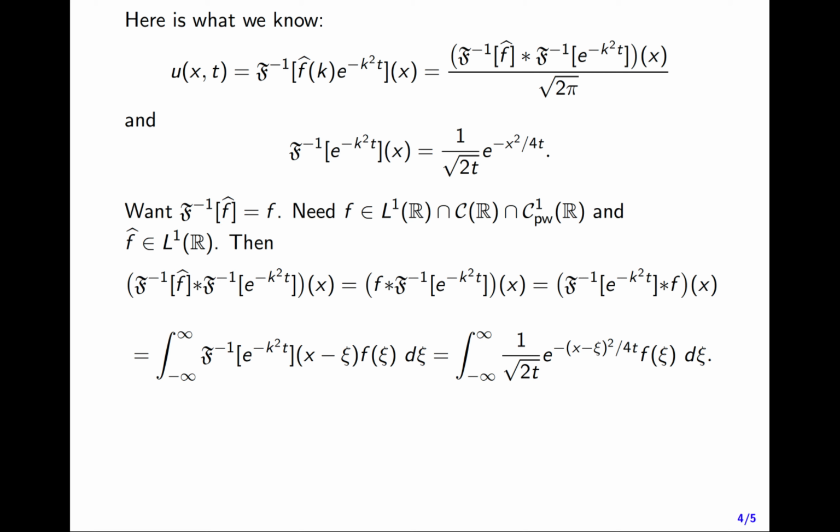And then if I use my definition of this inverse Fourier transform of e to the minus k squared t, this becomes the integral from minus infinity to infinity, 1 over root t, e to the minus (x minus xc) quantity squared over 4t times f of xc. So altogether, incorporating a few extra factors of pi, u of x,t is 1 over root 4 pi t, integral from minus infinity to infinity, e to the minus (x minus xc) squared over 4t, f of xc.